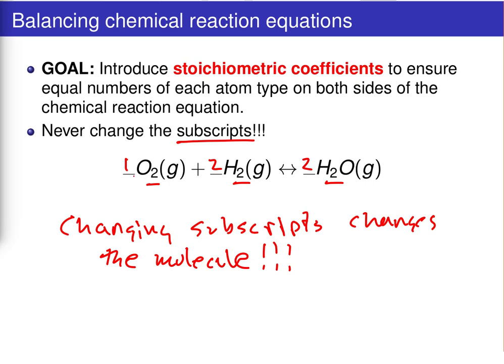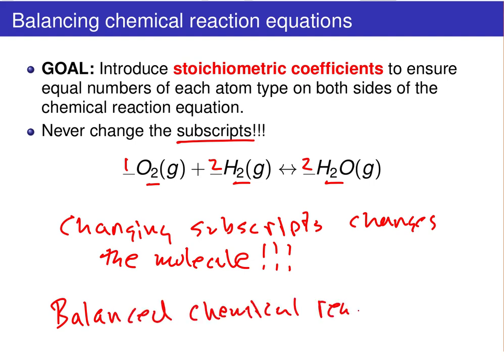Now that we have the same number of each atom type on both sides of the chemical reaction equation, we have what we call a balanced chemical reaction. And once we have this balanced chemical reaction, we're ready to get into the nitty-gritty of moles and stoichiometry calculations, which really comes down to using these stoichiometric coefficients as conversion factors to be able to talk about the relative amounts of each one of these different reactants or products involved in a given chemical reaction.